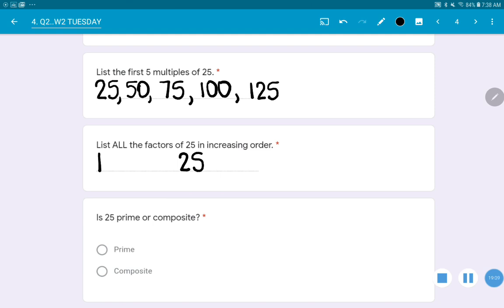Now, I'm going to check 5. 5, 10, 15, 20, 25. 5 times 5 equals 25. And since it's 5 times 5, I only have to list that 5 one time. So the factors of 25 are 1, 5, and 25. Is 25 prime or composite? Well, it has more factors than 1 and itself. 5 is also a factor, so 25 is composite.